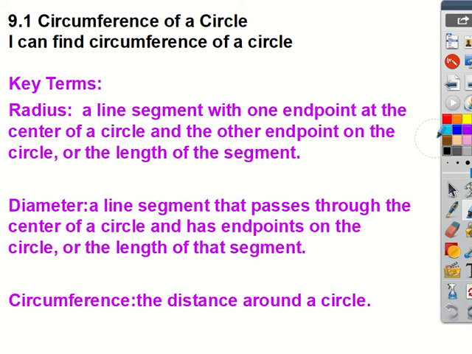Let's make it like that. Okay. So hopefully that's not too dark. But basically, if I have, let's try yellow right here, there's the center of my circle, okay?